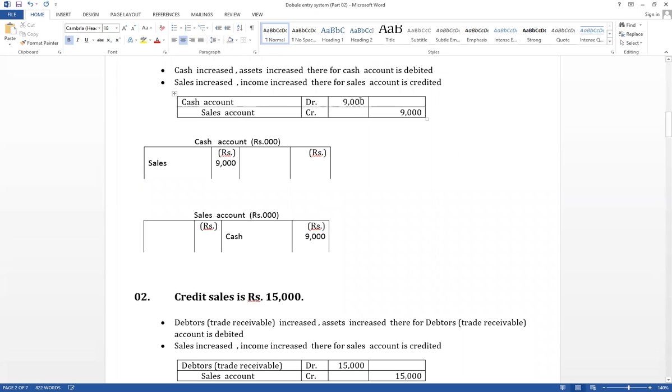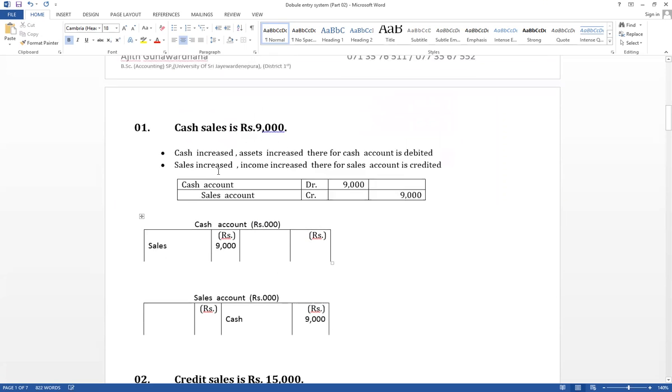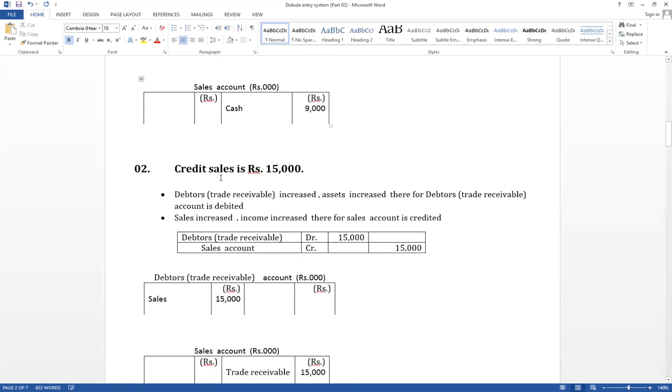Therefore, cash asset increase, debit side; sales income increase, credit side. Cash account debit 9,000 and sales account credit 9,000. Cash account debit side 9,000 as sales, the name of the other ledger account, and sales account credit side 9,000 as cash. This is a cash sale. Then the second one, credit sales.